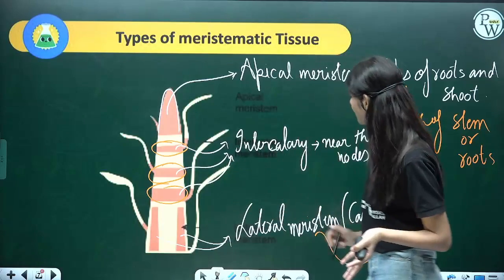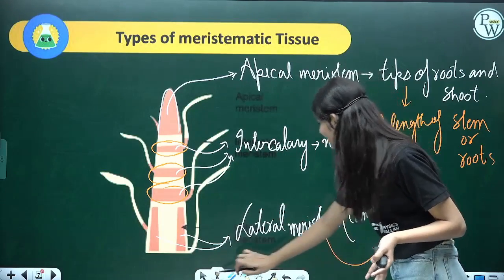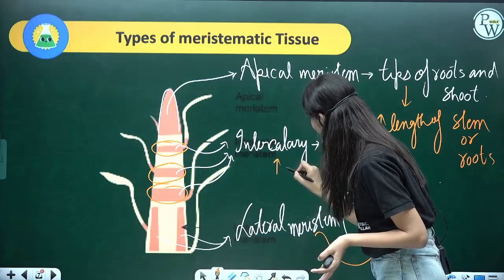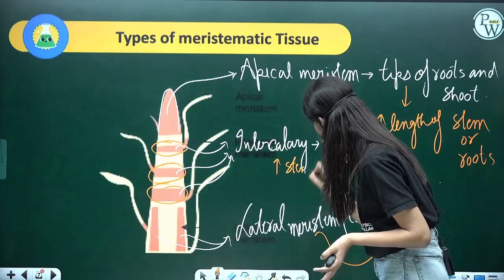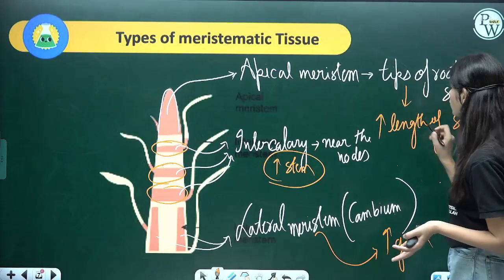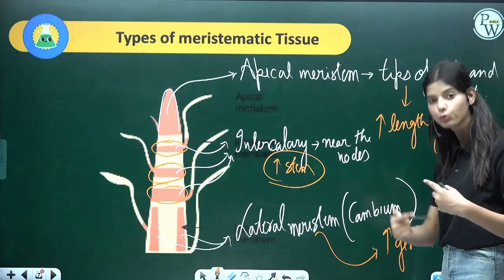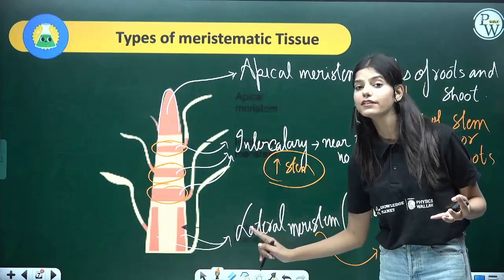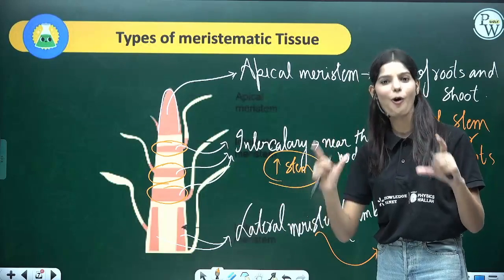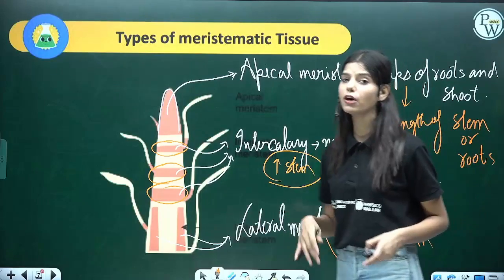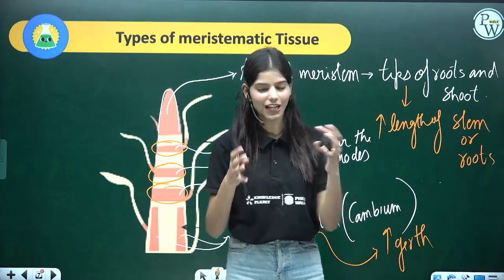So let me just write it for you. Intercalary meristem increases the stem of the plants, and the apical meristem is going to increase the length of the roots and shoots as well. And the lateral meristem is going to increase the girth of the plants.